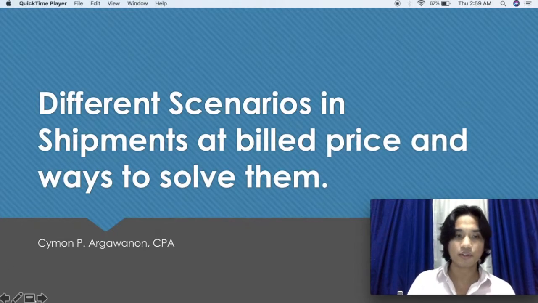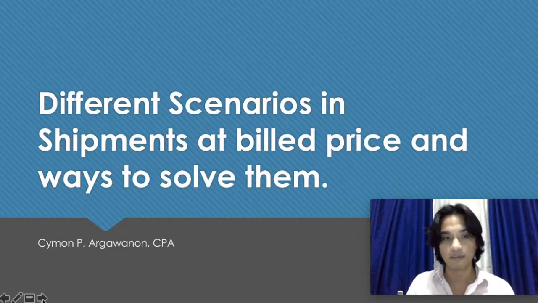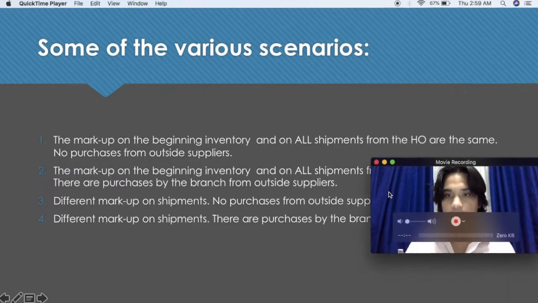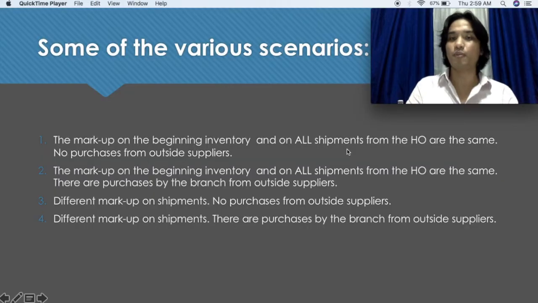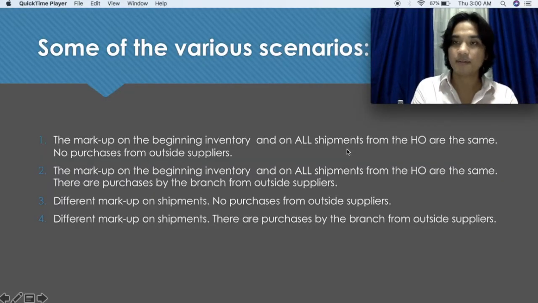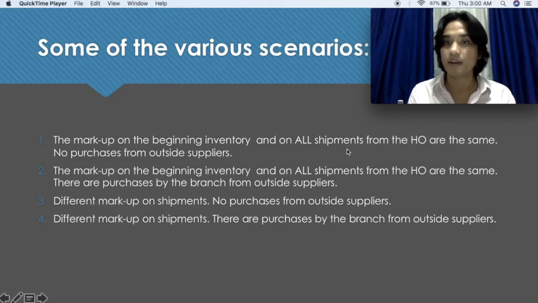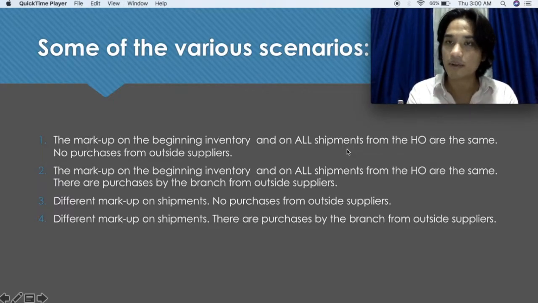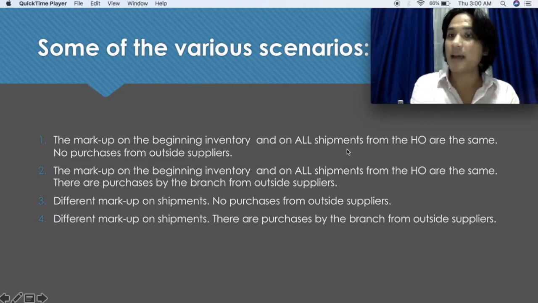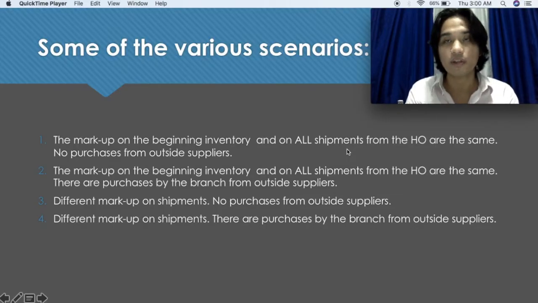So among those scenarios, the common ones I have seen in problems, we have the following. Number one, we have markup on the beginning inventory and on all shipments from home office are the same, meaning there's uniform markup from last year up to the current year. I'm using as my reference the markup coming from last year because the items in our beginning inventory comes from the shipments from last year. So those items which were not sold last year will go in our beginning inventory.